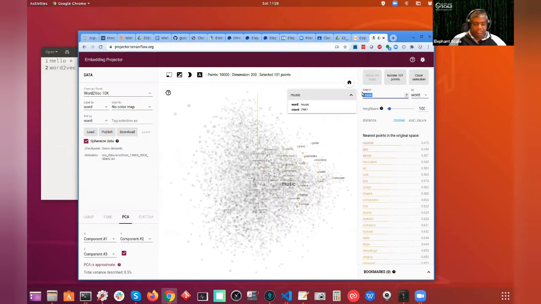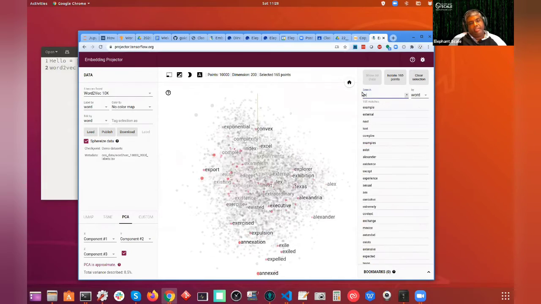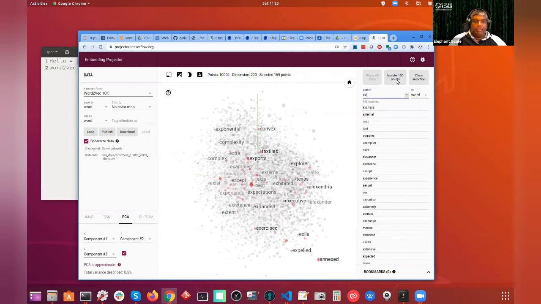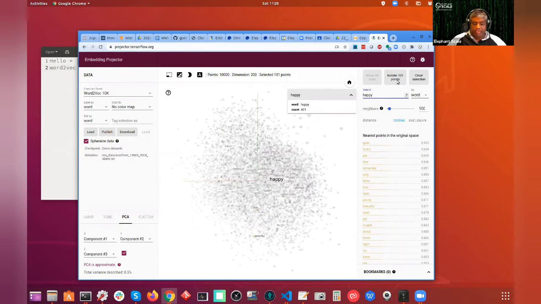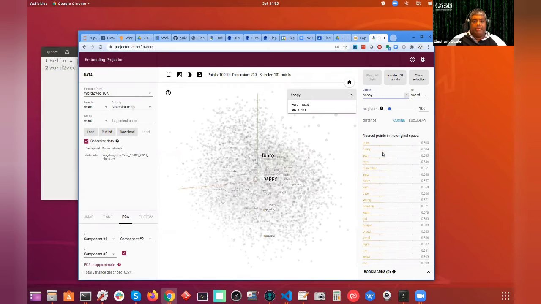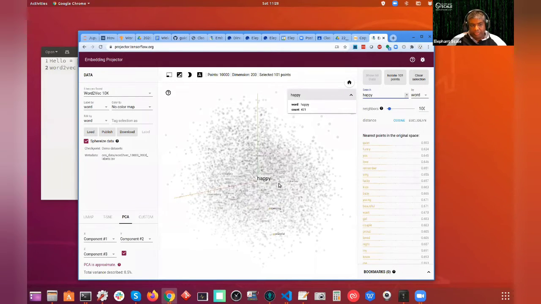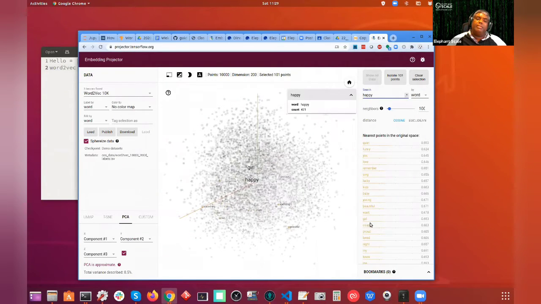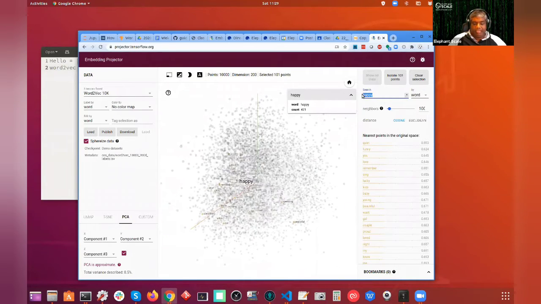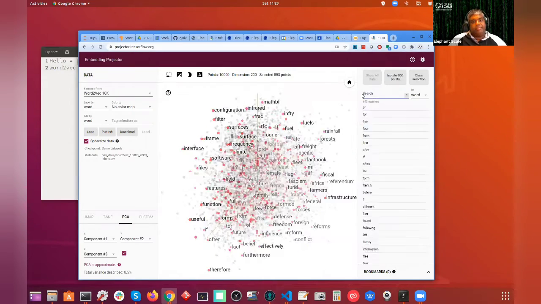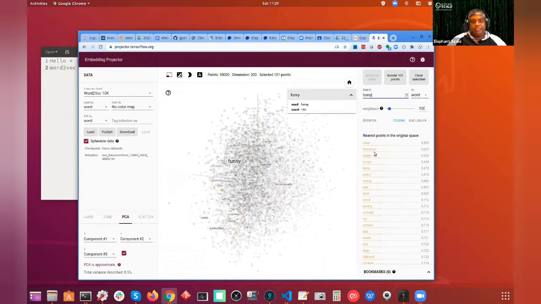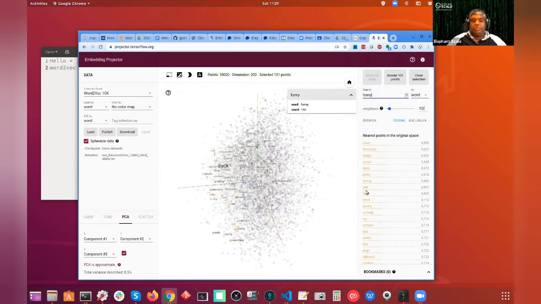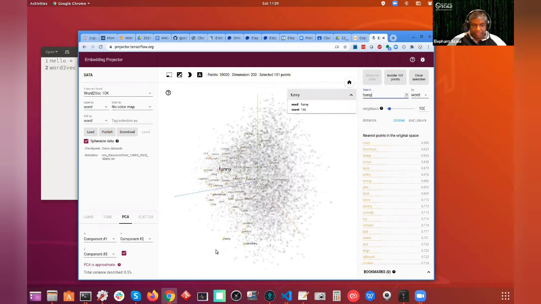So let's say you want to choose a word, say exciting. Happy, let's say. So that's the word happy. You can see the word distribution, where the words are located, and the words that are close to happy. Let's say funny. You can see funny is close to humorous, crazy, joke. You can see how the words are distributed.